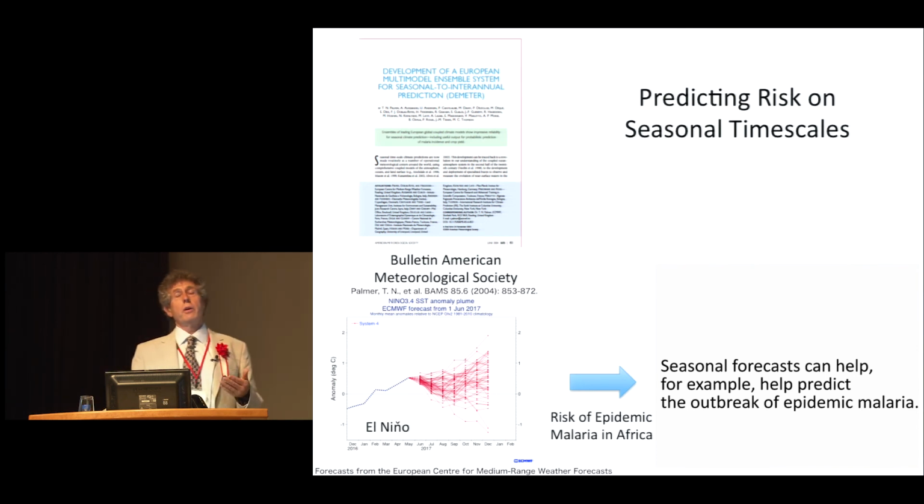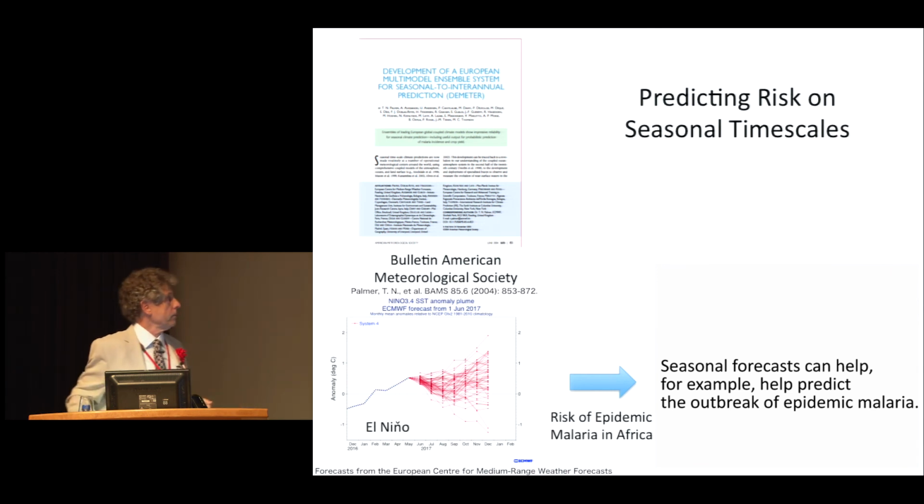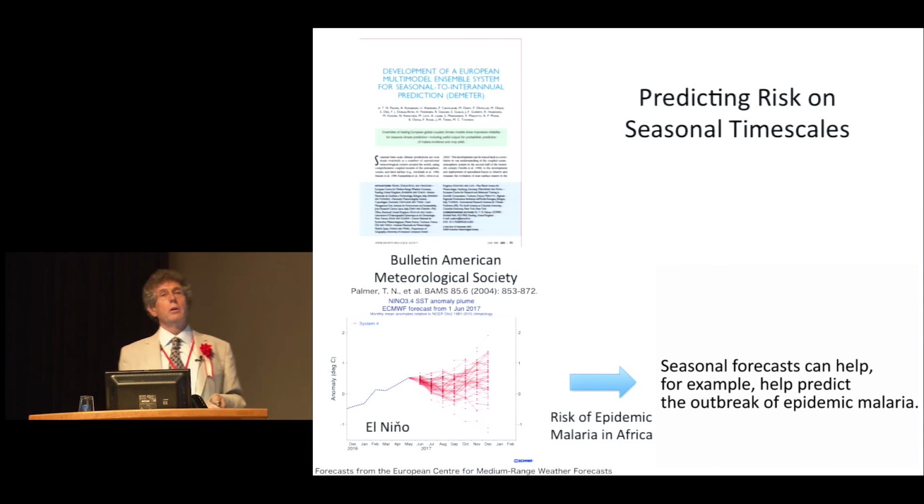Now, with that information, again, the aid agencies can send bed nets to the likely affected areas or spray stagnant water prior to the rainy season, kill the mosquito larvae. But it's something one can only do if you have a few months of lead time. So this is an example, one of the many examples of how seasonal risk prediction can be extremely helpful for society.